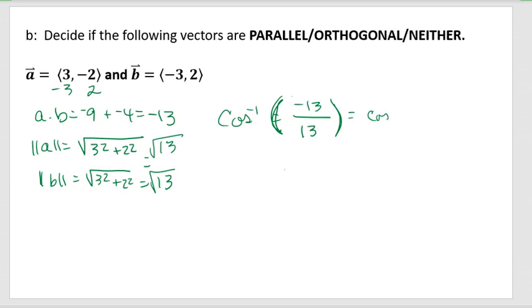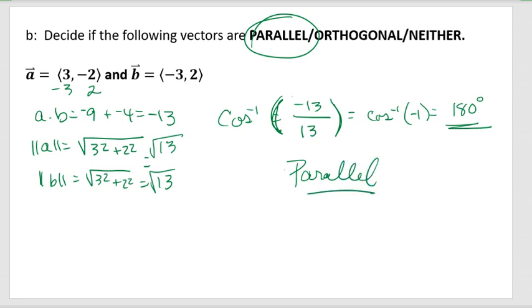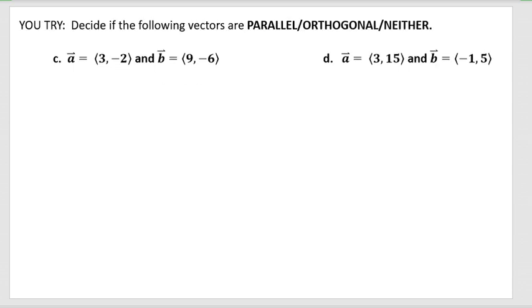So that gives me cosine inverse of -1, which if you remember the unit circle, is 180 degrees. And we're done. So that means that we're parallel. Let's just go back and circle it. Parallel. Okay. Let's look at the next one.